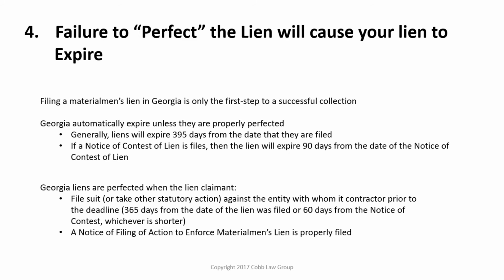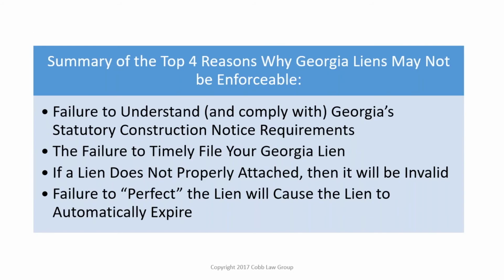In addition, within 30 days of taking that action, filing a lawsuit, for example, you must also file a document in the lien record that is called a notice of filing of action to enforce materialman's liens. Basically, it connects the dots between the lien that you filed and the lawsuit or other action you've taken, and lets the world know that you've perfected your lien and your lien is good for at least 21 years in Georgia at that point. And so hopefully you'll get paid by the owner at some point without even having to foreclose the lien.